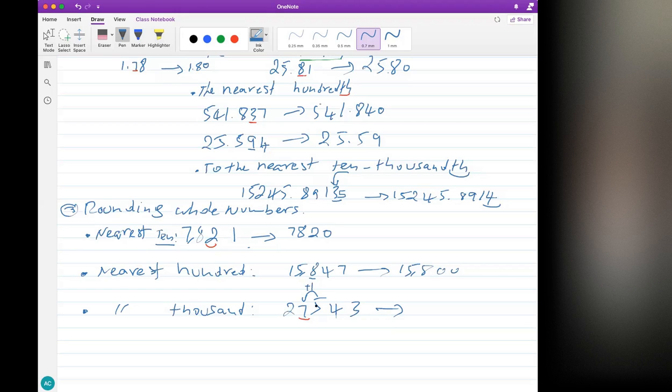Again, only if this one is 5 or higher. If it's below, for example, here, we did not add to 8. It stayed the same. And you have to write all these zeros. With the decimals, when you round, you may omit the 0 and you'll be fine. But with whole numbers, you have to put the zeros. Otherwise, the number changes.